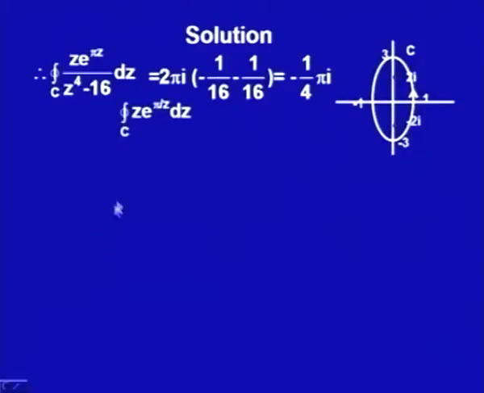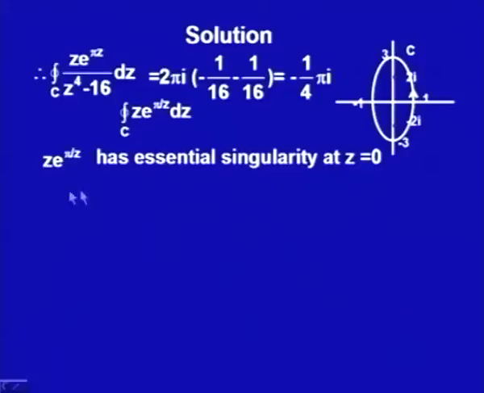Now, move to the second integral. The second integral was on the same contour of the function z into e to the power pi by z. Now, pi by z has a singularity at z equal to 0. So, e to the power pi by z would have an expansion in which the principal part will have infinitely many terms. So, we do have that z equal to 0 is an essential singularity for the function z into e to the power pi by z.